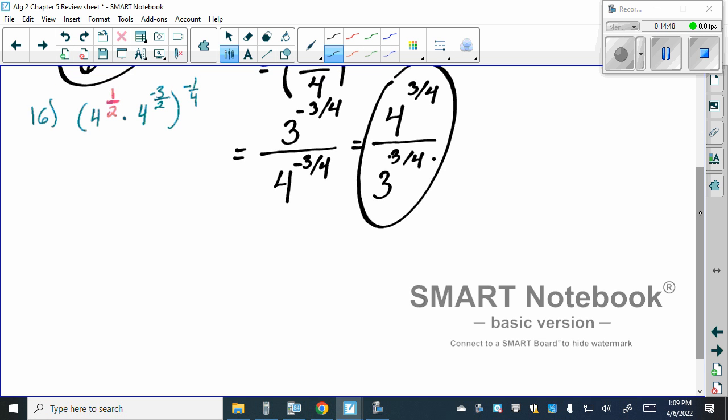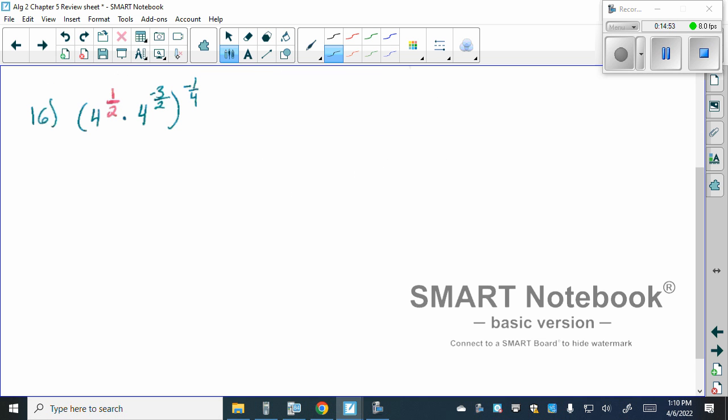Now 16, I'll look at it next. The answer in the answer key is wrong. It says that it's 4 to the 1/8. It's not 4 to the 1/8.